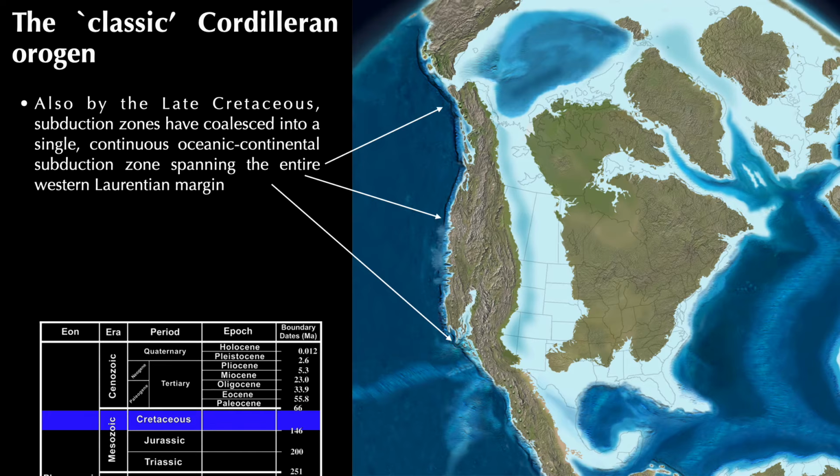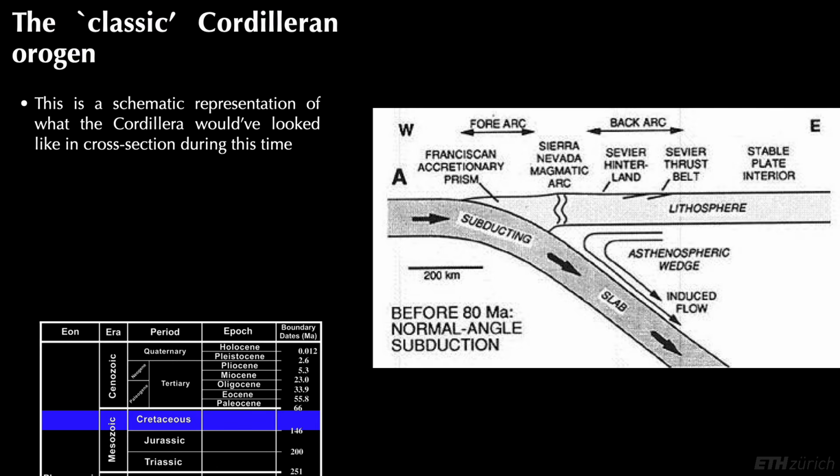Finally, by the late Cretaceous, the subduction zones appear to have coalesced at last into a single continuous oceanic-continental subduction zone that spans the entire western Laurentian margin. In cross-section, this is what that classic Cordilleran margin would have looked like at this time, with the Franciscan accretionary prism to the west, the Sierra Nevada magmatic arc, the Sevier hinterland, this migrating eastward Sevier thrust belt, and then finally the stable Laurentian margin or the plate interior.